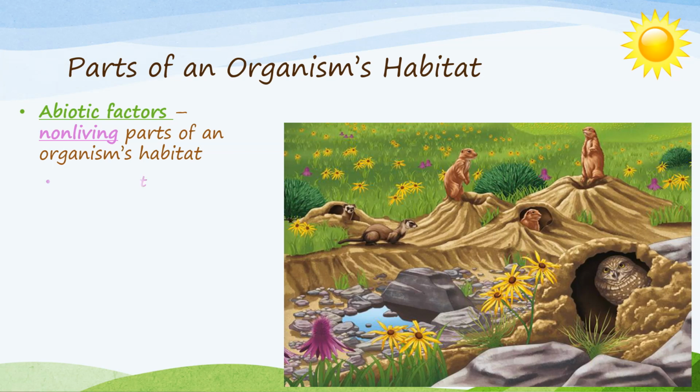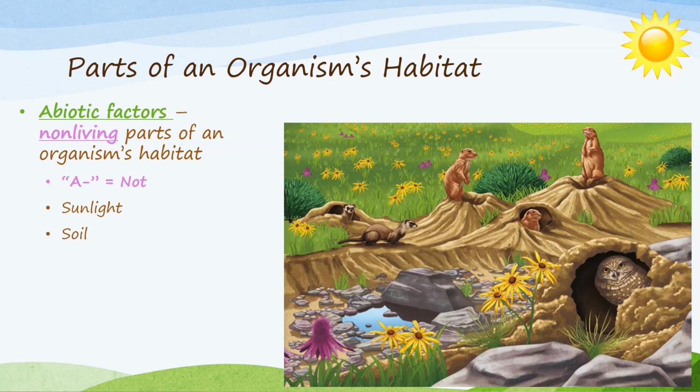When we put the prefix a in front of a word, sometimes it means not. So when we are talking about abiotic factors, we are talking about things that are not living. There are many abiotic factors that are extremely important for living organisms. Sunlight is one. Because sunlight is needed for plants to make their own food through photosynthesis, it is an important abiotic factor for most living things.